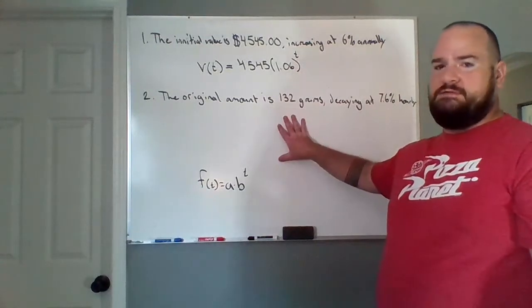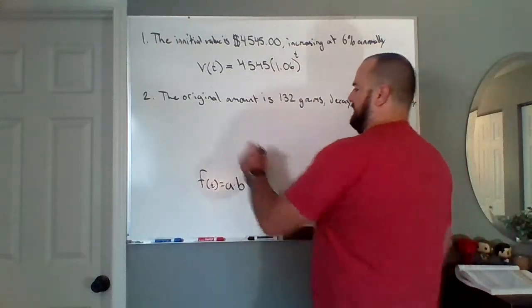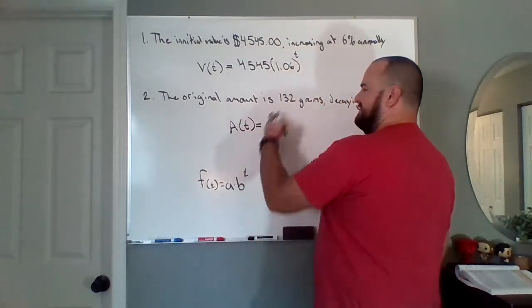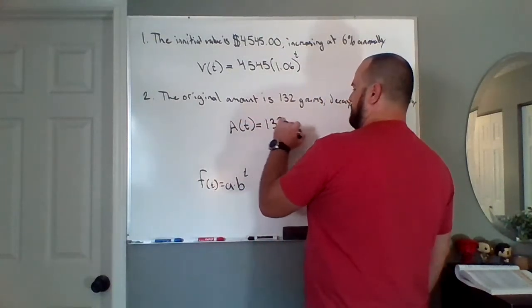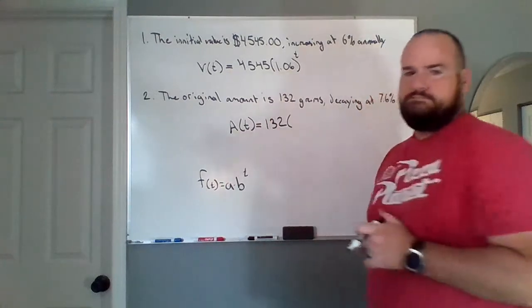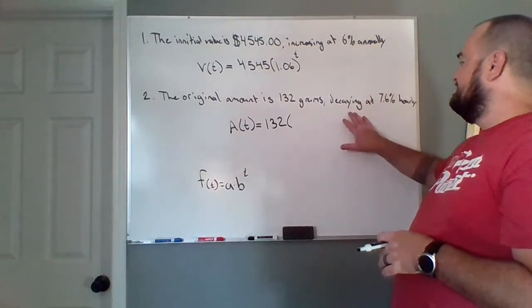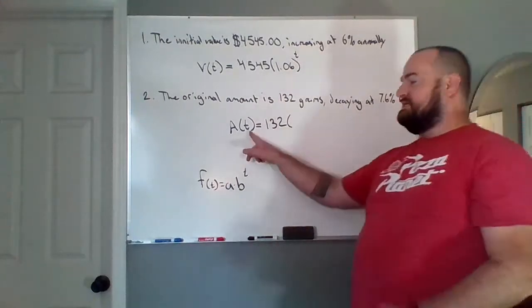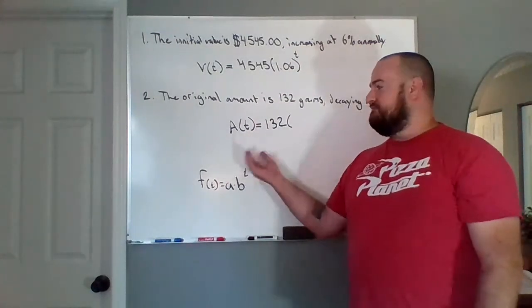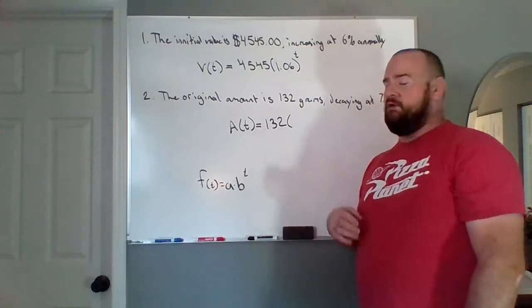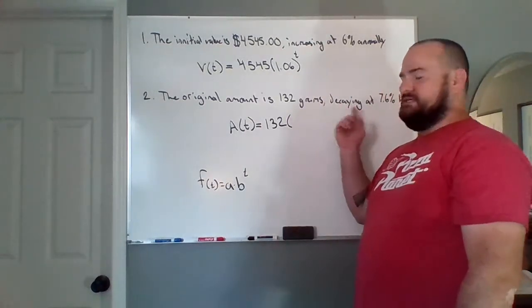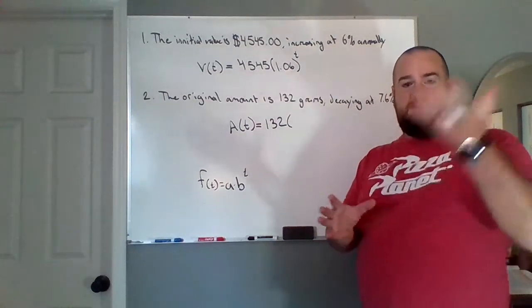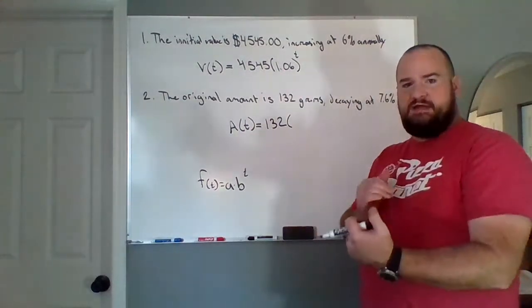Our next one here. Okay, we have some amount after a time t. Our initial amount is 132. Now this is decaying at 7.6% hourly. So that means our t represents an hour. So every 1 hour, that t goes up 1. Now because we're decaying, we don't want to add this percentage to 1 because that would make us growing, and that's not what we want. So we need to subtract from 1.